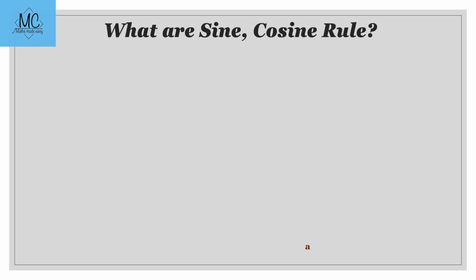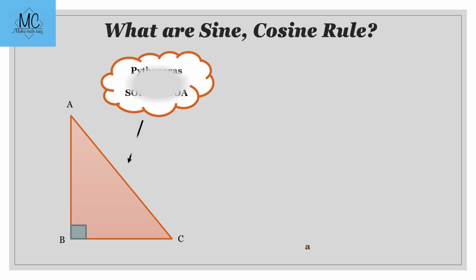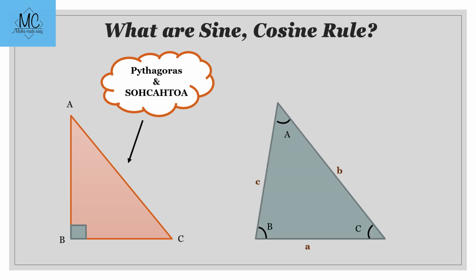So what are Sine and Cosine Rule? When we have a right angle triangle, we can use Pythagoras and SOHCAHTOA. Sine and Cosine rules allow us to answer questions for any type of triangle, which are non-right angle triangles. We usually label them like this.